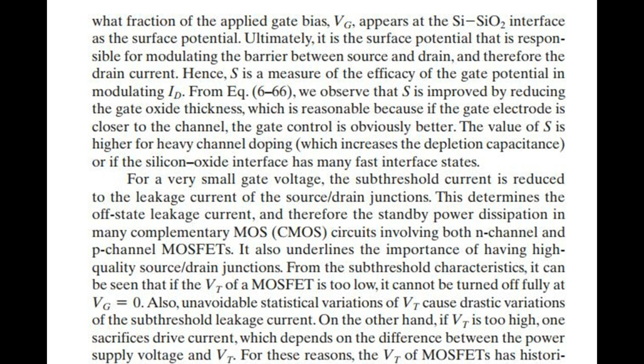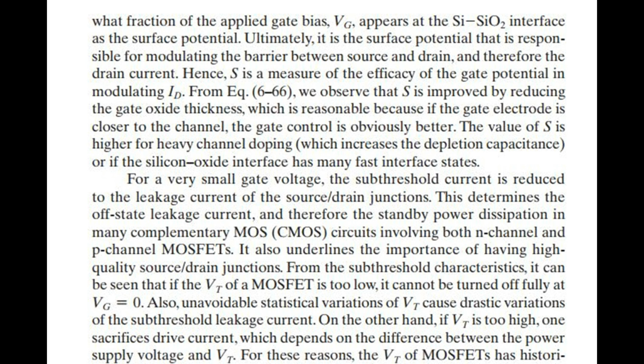For a very small gate voltage, the subthreshold current is reduced to the leakage current of the source/drain junctions. This determines the off-state leakage current, and therefore the standby power dissipation in many complementary MOS, CMOS, circuits involving both N-channel and P-channel MOSFETs. It also underlines the importance of having high-quality source/drain junctions.